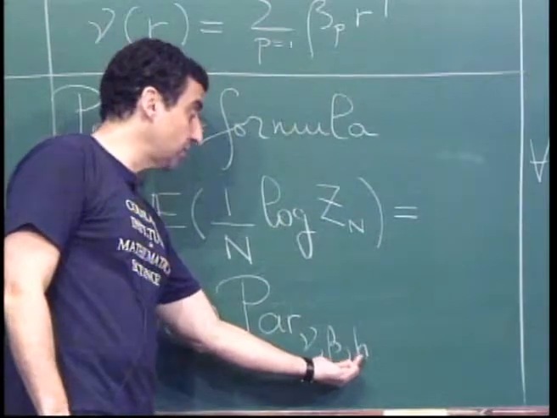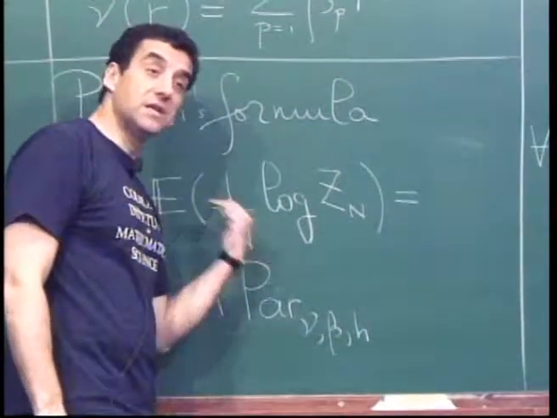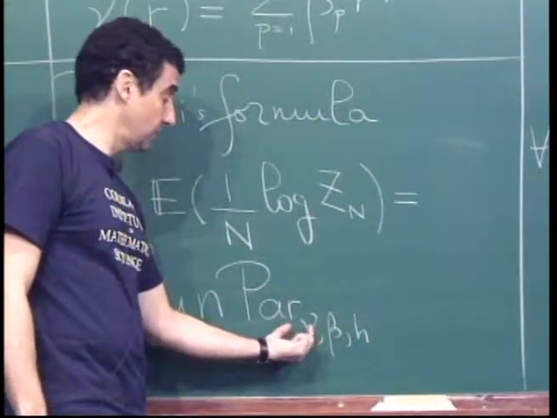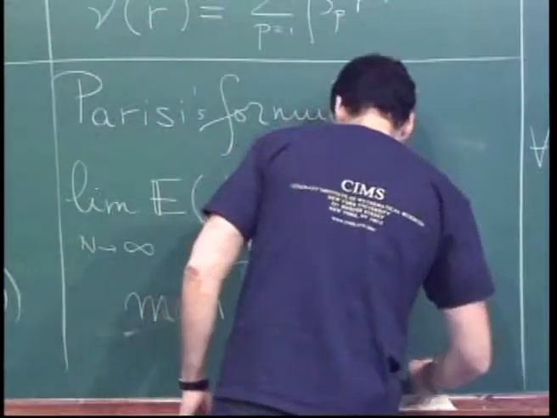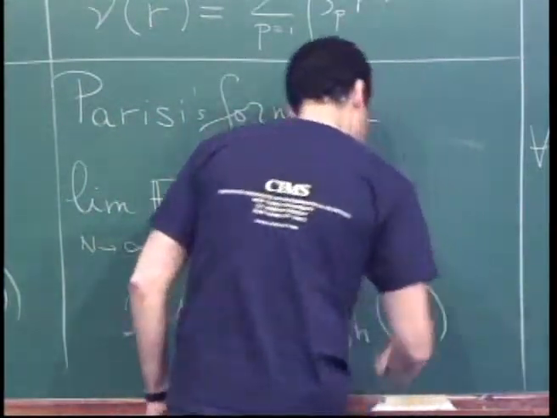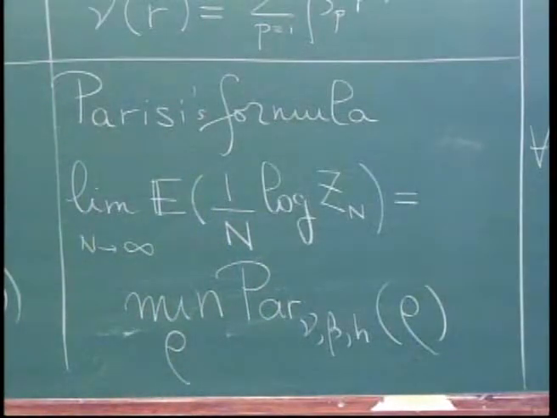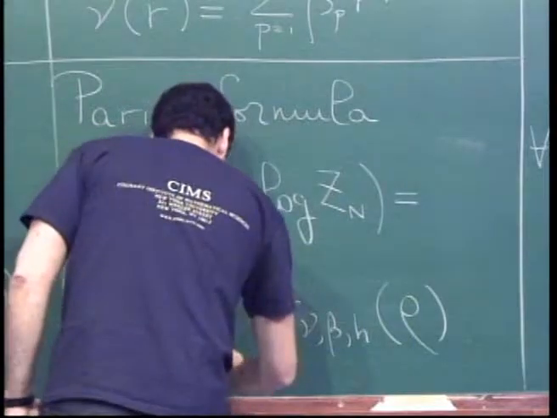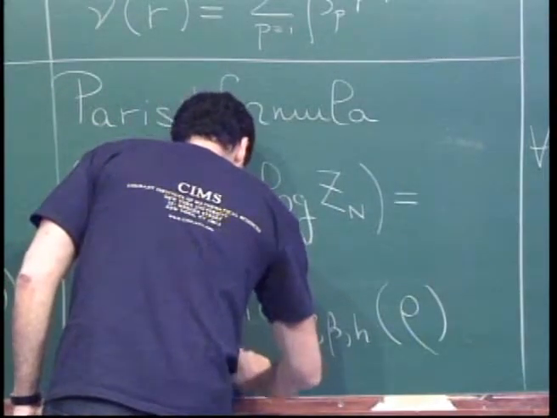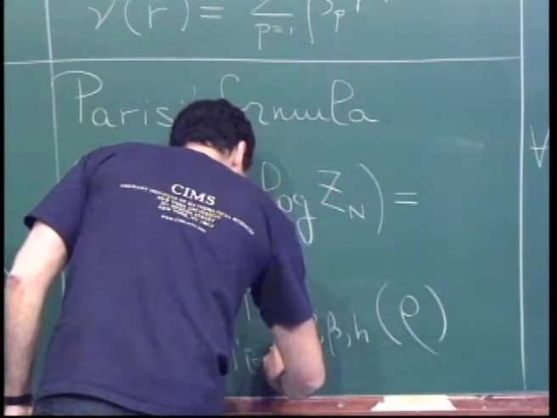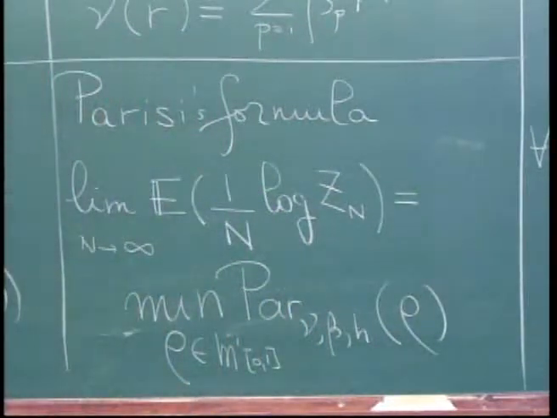So these are the parameters of the model. Beta is the inverse temperature, h the external magnetic field. Nu is the structure of the covariance. It's a minimum of, say, rho, and it's a minimum over rho. And I will say what rho is. Rho is a probability measure on 0, 1. Okay? So that's the formula.